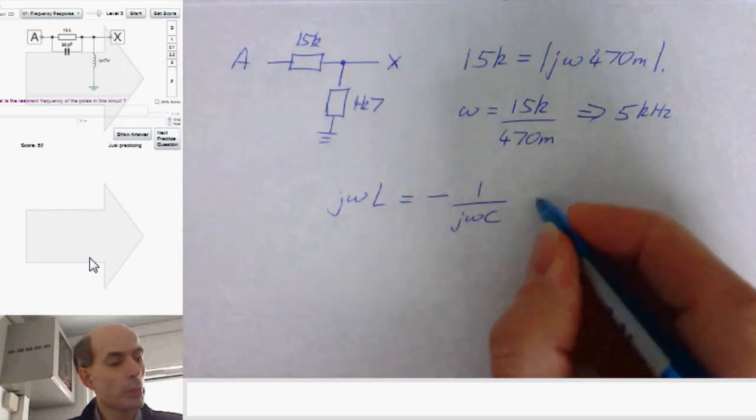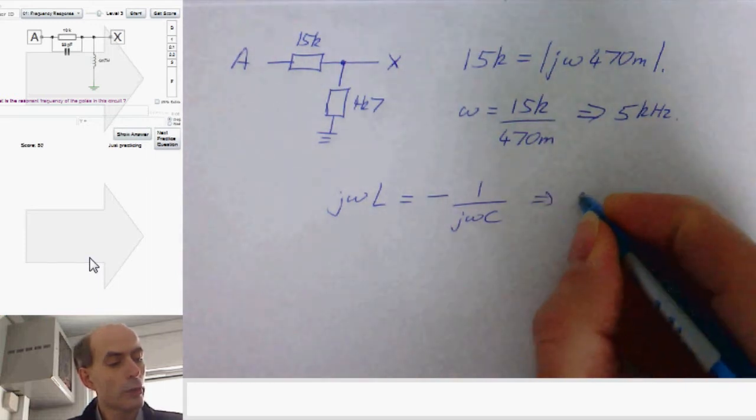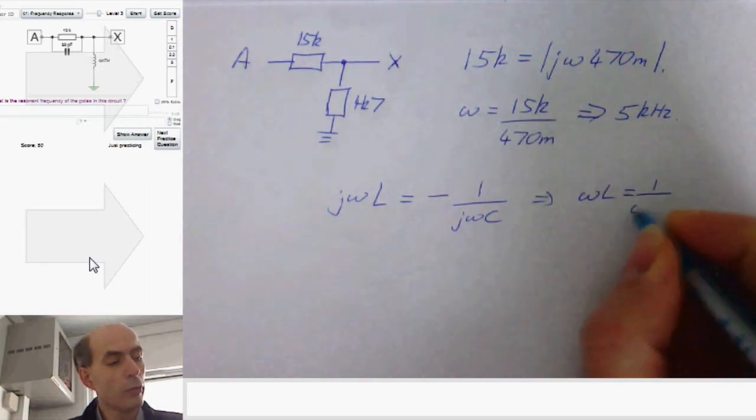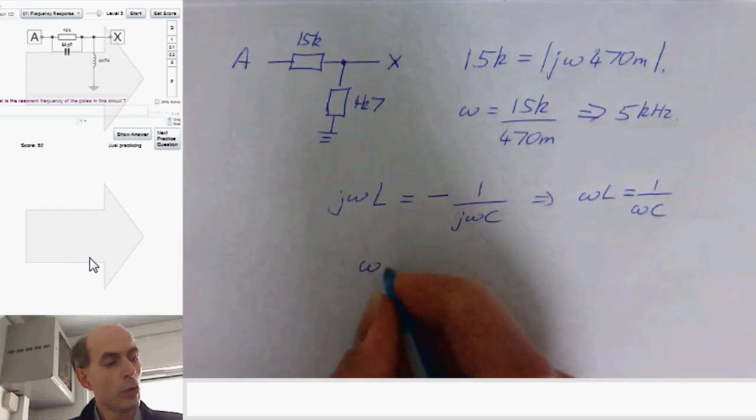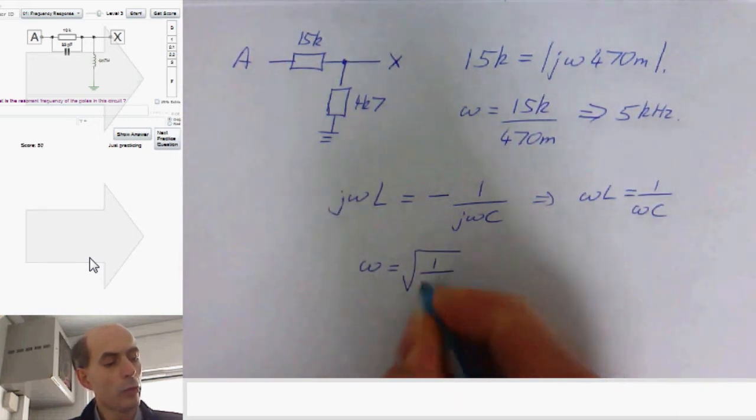If we multiply through by j, that just gives us that omega L equals 1 over omega c. In other words, omega is the square root of 1 over LC.